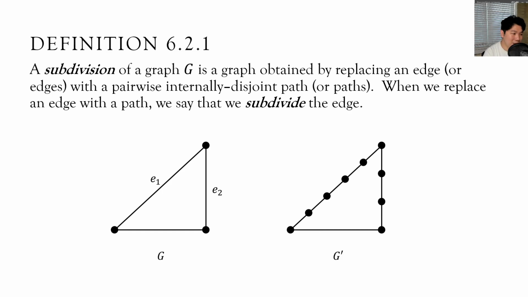So what can I do with these subdivisions, and what do they have to do with a planar graph? One thing that I want you to notice about the subdivision is that even though these are no longer the same graphs, they sort of still have the same shape, more or less. It just looks like, again, I replaced an edge with a path.